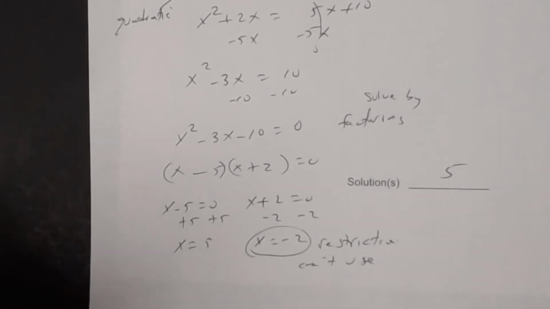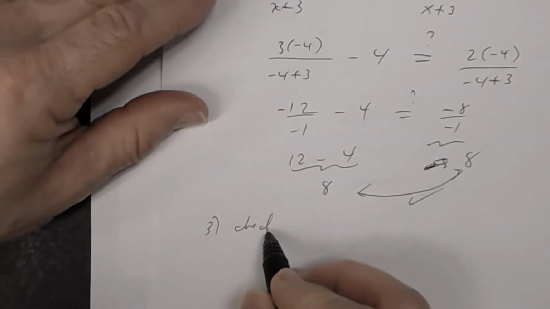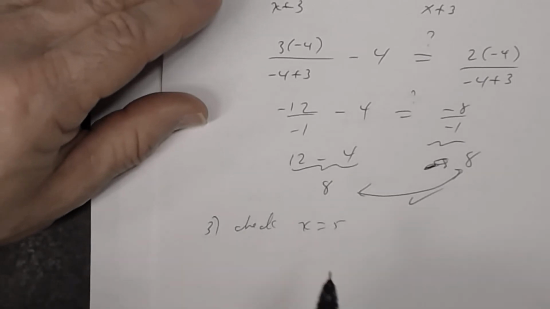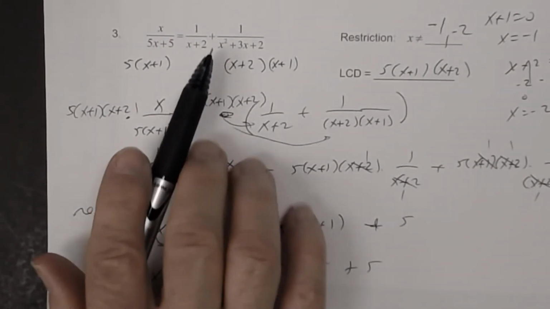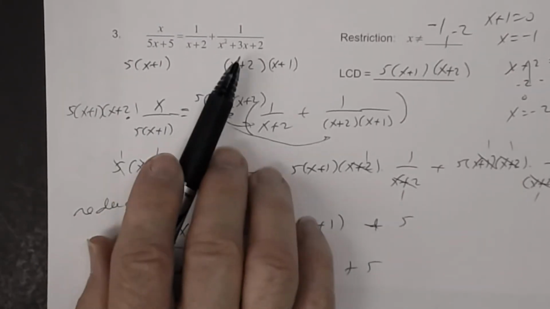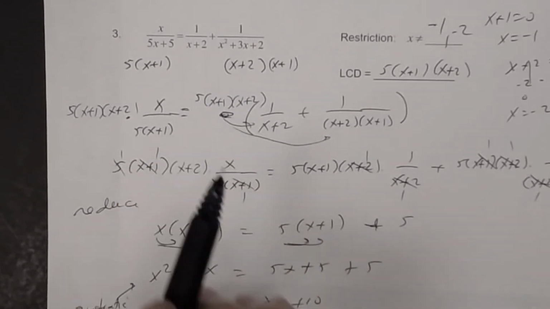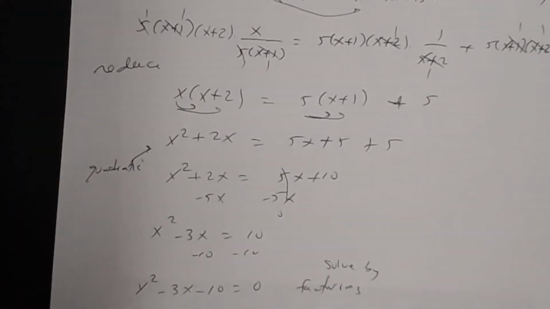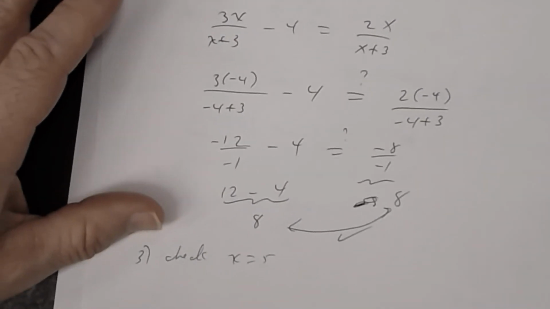Let's just check 5. All right, let's check 5. So this is number 3. We're going to check x equal 5. So make sure you understand that negative 2 we can't use because that's a restriction. Negative 2 makes that denominator 0 right here. It even makes this 0 as well, right? Because what's negative 2 plus 2 is 0. All right, so let's check 5. Now remember, you must go back to the original. The original that's not factored. So you have to go back to the original.